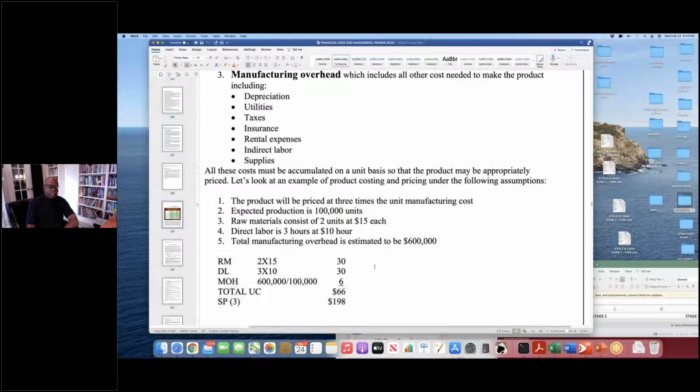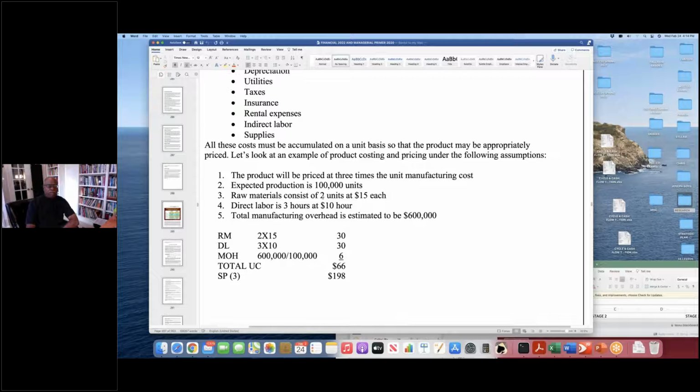And we looked at this simple example: product costing, we're making 100,000 units, the selling price is 3 times the product cost. The raw materials were 2 at 15, 30; labor 3 at 10, 30. The manufacturing overhead, we said we could keep it simple by dividing the total cost by 100,000, which is 6. So the total unit cost is 66, and the selling price 198.